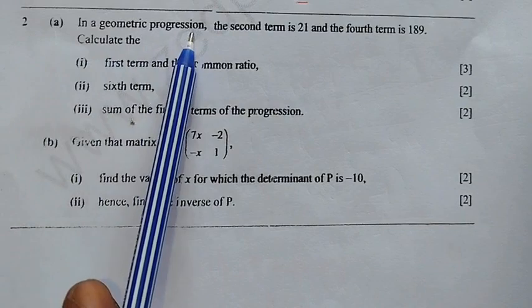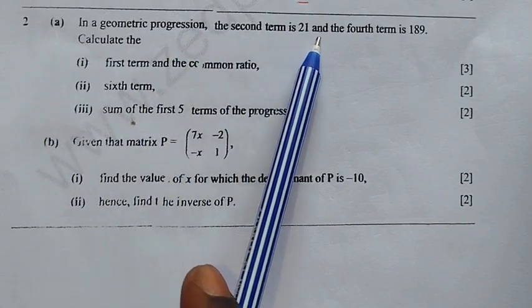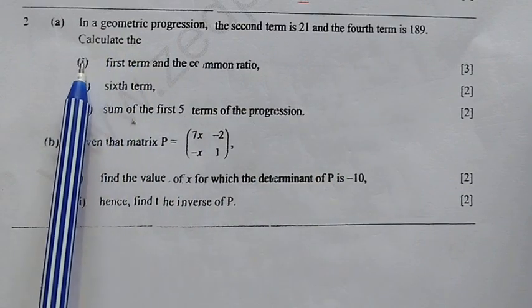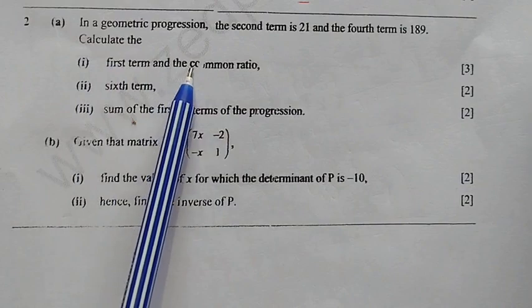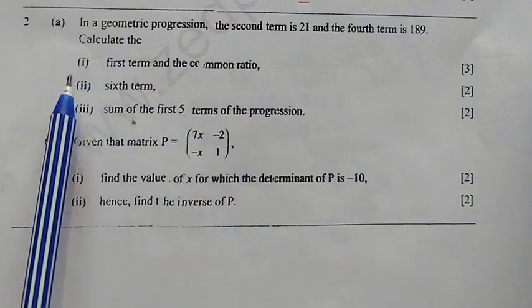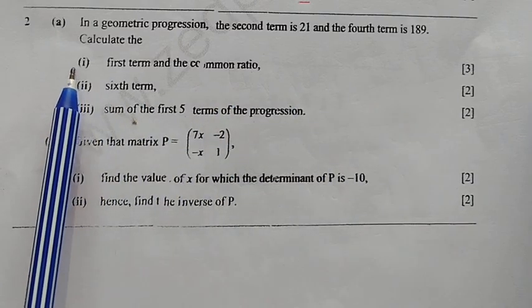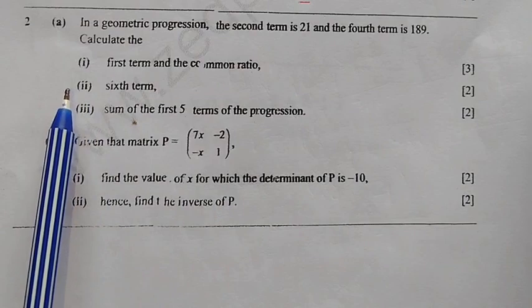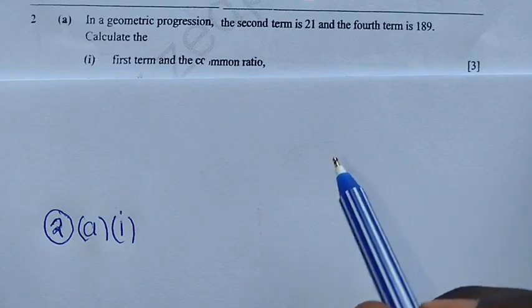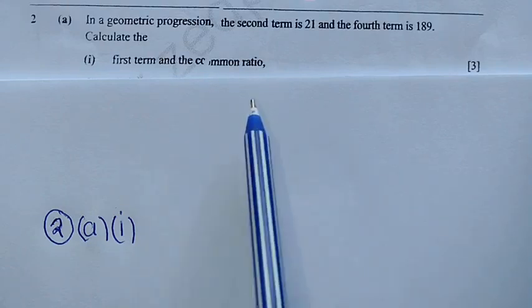In a geometric progression, the second term is 21 and the fourth term is 189. Calculate the first term and the common ratio, which carries 3 marks. So we need to first calculate the first term and the common ratio. Let's see how we can answer this question. In order for us to answer this question, the information that we have been given is very important.